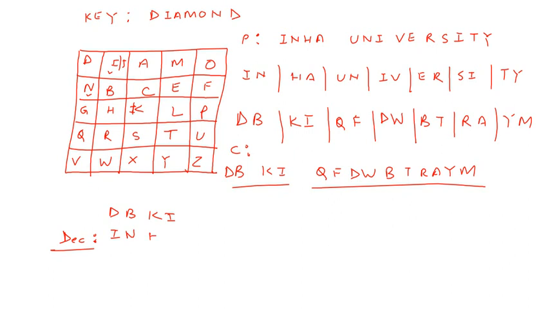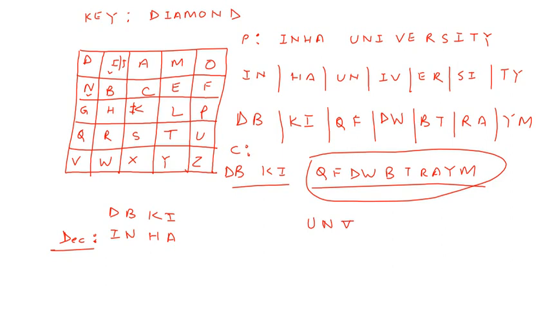Now check this one, Q and F. Different. So for Q it is going to be U, and for F it is going to be N. Then D and W. W is here and D is here. So for D it is going to be V, and for W it is going to be I or J, whatever you used in encryption. The same should be used in decryption.